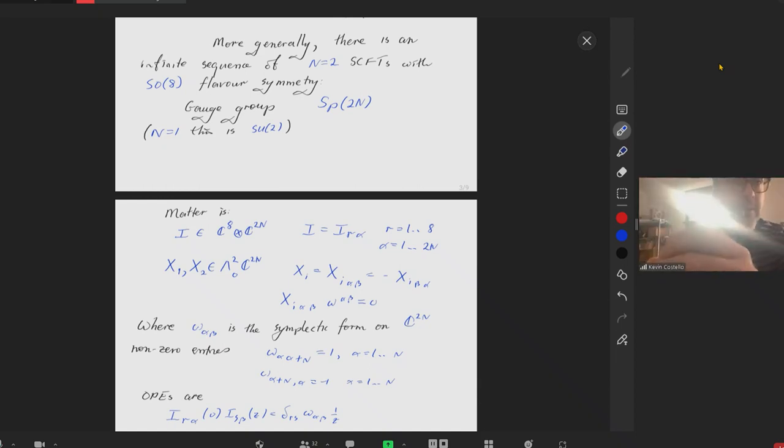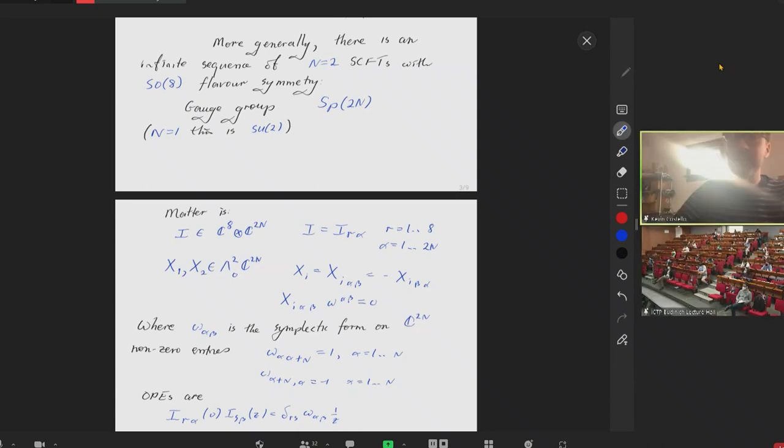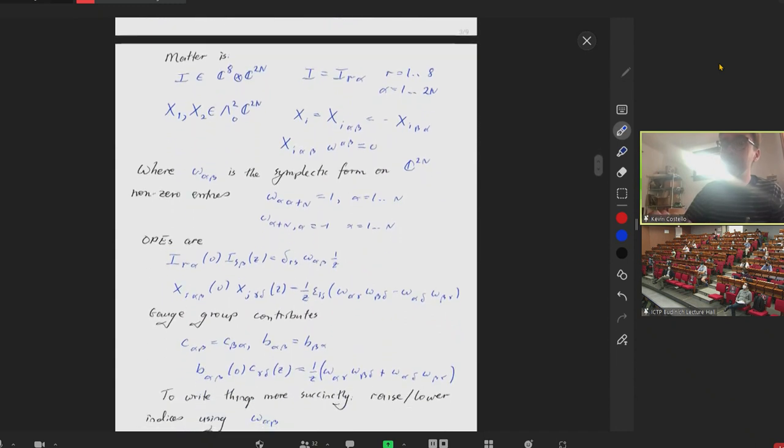Okay. So the matter content in these examples is 8 vectors and 2 matrices with certain symmetry properties. I don't want to go into too much detail on every little thing about this example. The OPEs are: there's a non-zero OPE of the vector with itself and of the matrices with themselves. So Q Q goes like 1 over z, and X1 X2 goes like 1 over z.